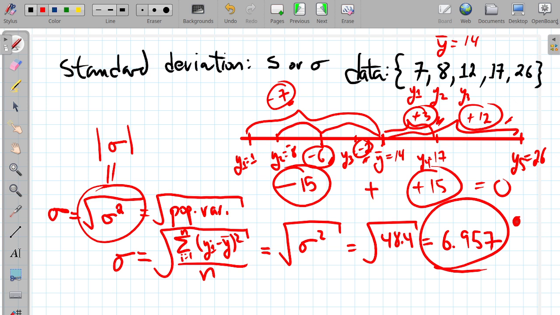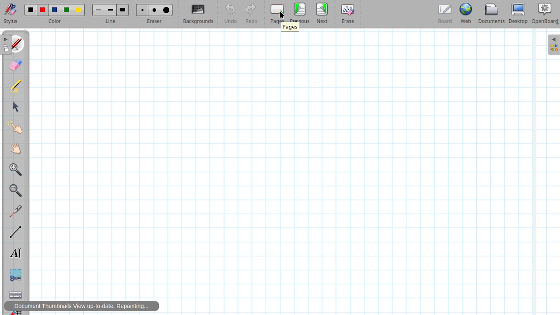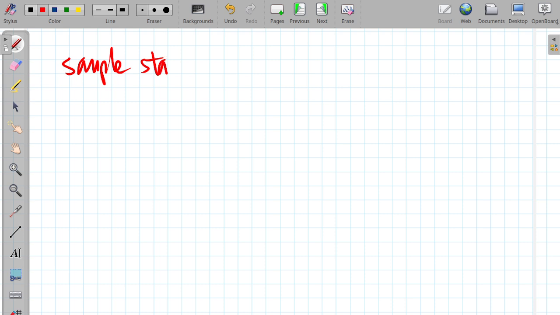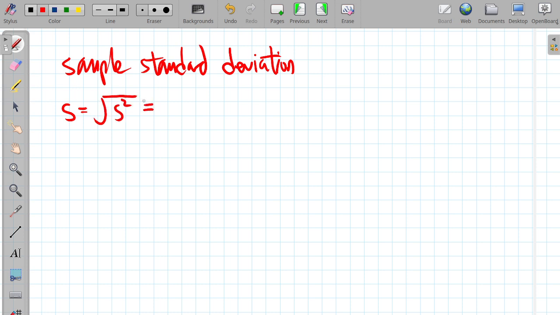Okay, let's add another slide and do the sample standard deviation. So here's our sample standard deviation. This one you're going to work with a lot. Now I'm not going to reproduce the picture. It hasn't changed. It's not going to change. This is going to be s, which is simply the square root of s squared.